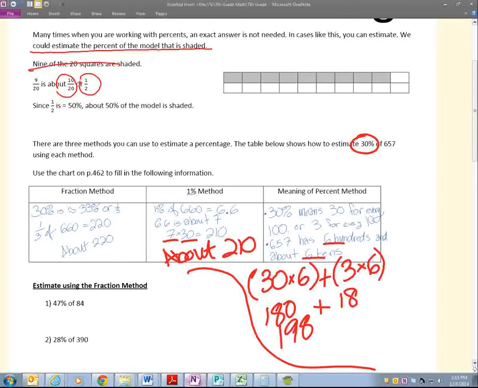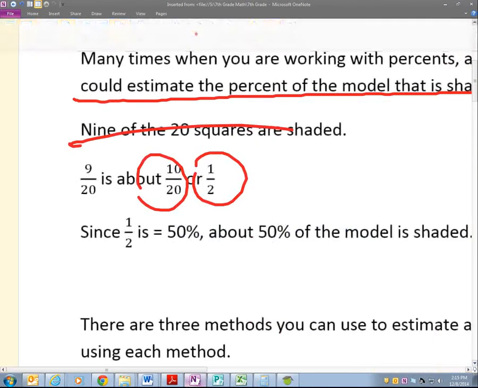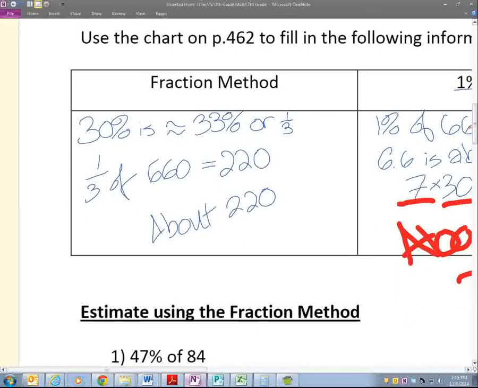Now, there are 3 methods we can use with the percentage. The table shows how to estimate 30% of 657 using each method. So on the chart on page 462 of your textbooks, this is the following information that you filled out. I'm just going to read through this so we can get going. Then we'll put it into practice.